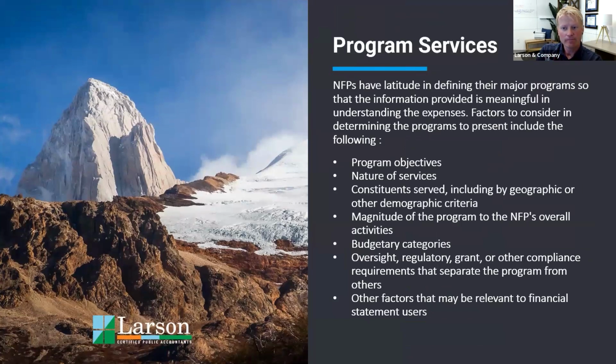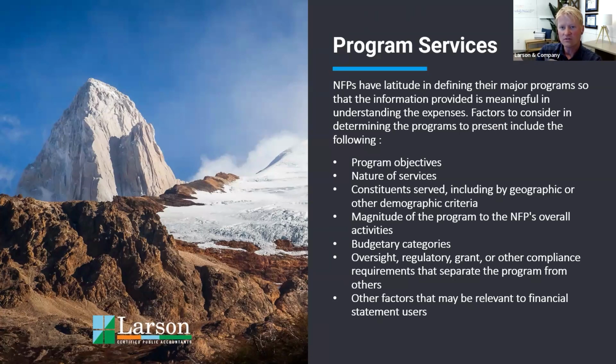All right. Also, nonprofits do have some latitude in defining their major programs so that the information provided is meaningful in understanding your expenses. So some factors to consider in determining the programs to present include the program objectives, the nature of the services, the constituents served, and that can be by geographic or other demographic criteria, the magnitude of the program to the nonprofit's overall activities, budgeting categories, and some other things. So there's a lot of things to consider. Some factors might be more or less significant than others, depending on your organization.